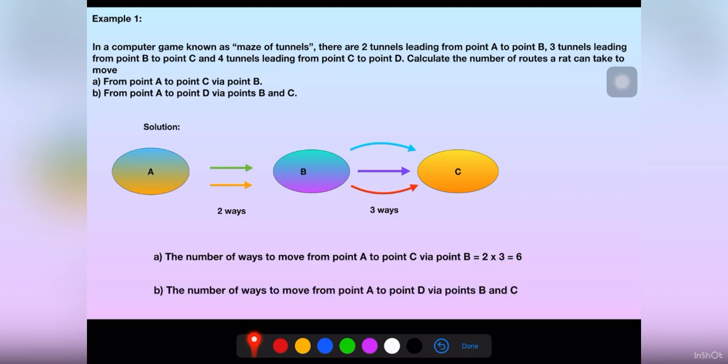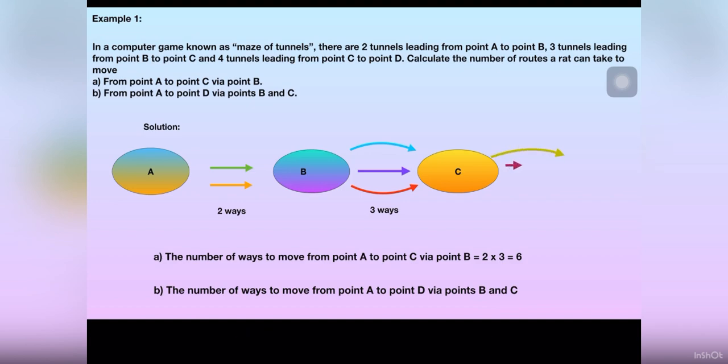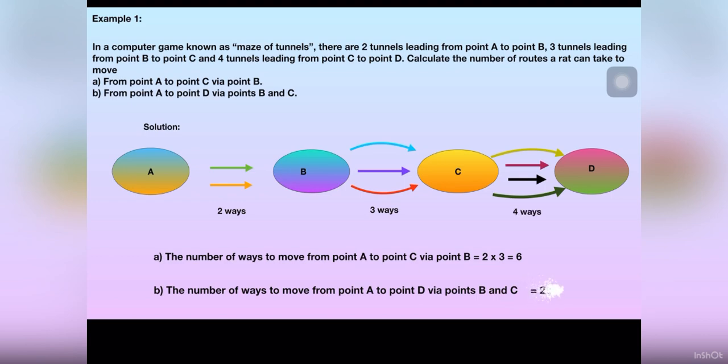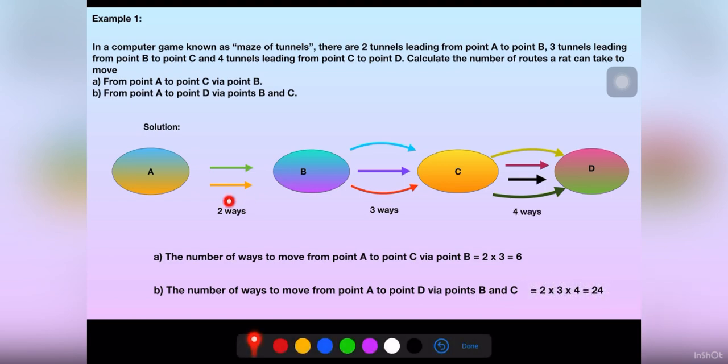And B, the number of ways to move from point A to point D via points B and C. From C we have 4 ways to D. So if a cat wants to move from point A to point D via points B and C, it is 2 ways times 3 ways times 4 ways. So we have 24 ways.